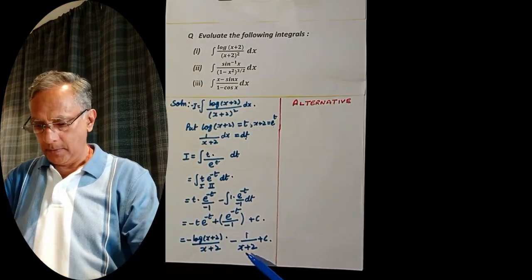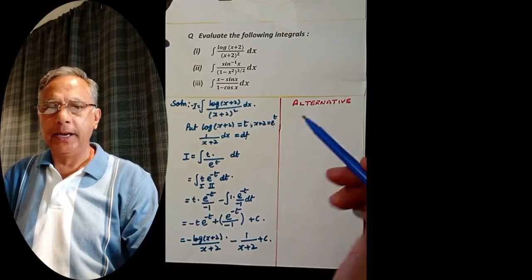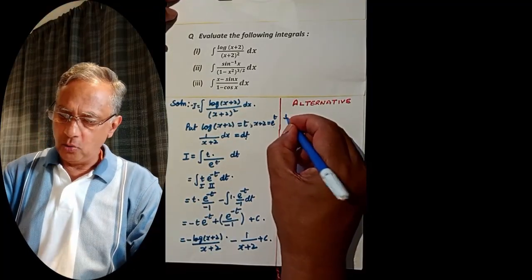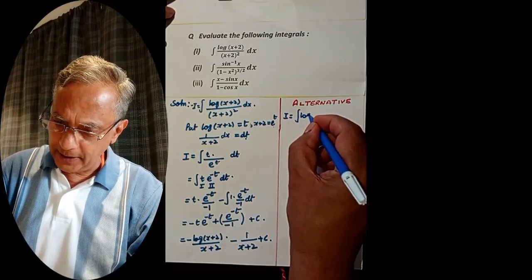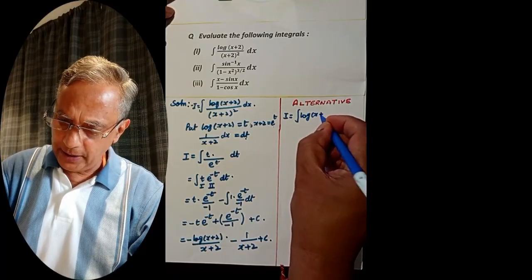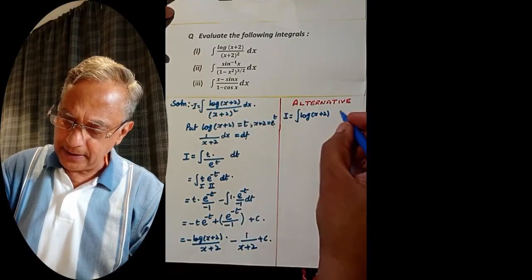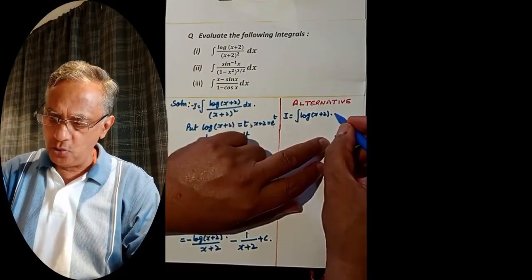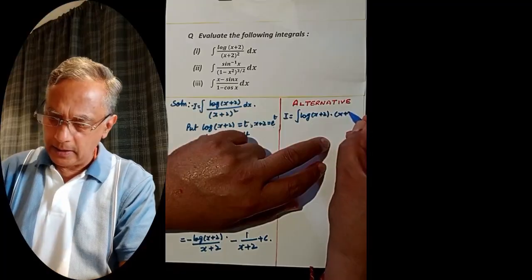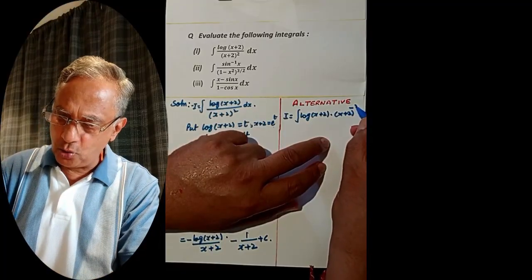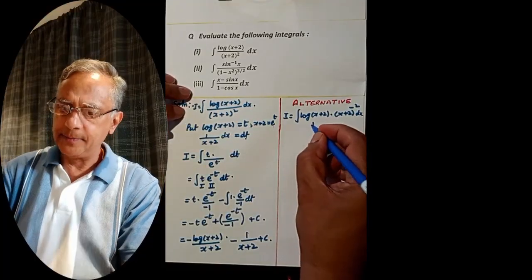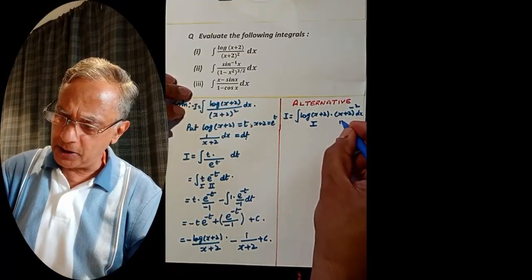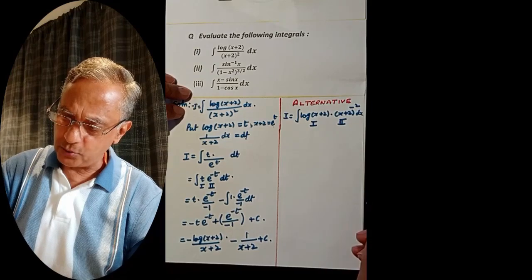Now we do this question in an alternative way. What we do is, I is equal to the integral, we write this function as log of x plus 2 into x plus 2 to the power of minus 2 dx. Now this is an exceptional case. We will write this as the first function and this as the second function.